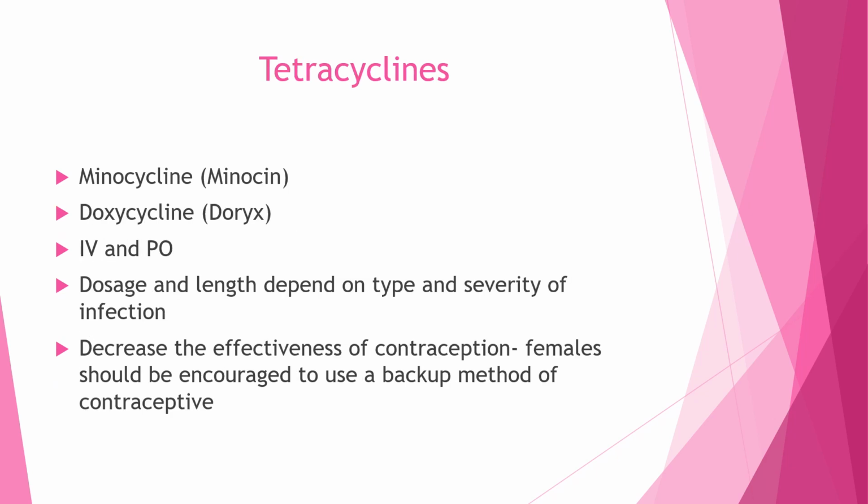Tetracyclines, Minocin, Doryx. They can be given IV and PO. The dosage and the length will depend on the type and the severity of the infection. They will also decrease the effectiveness of contraception, so females should be encouraged to use a backup method of contraceptive.